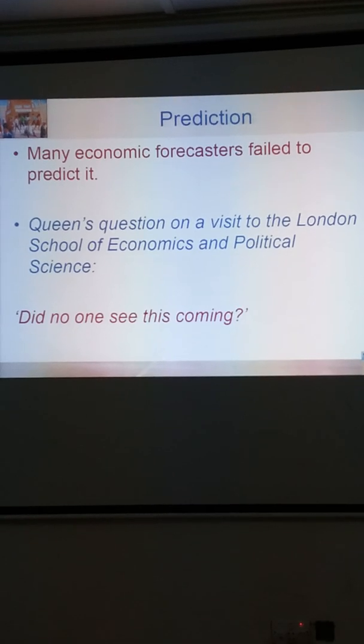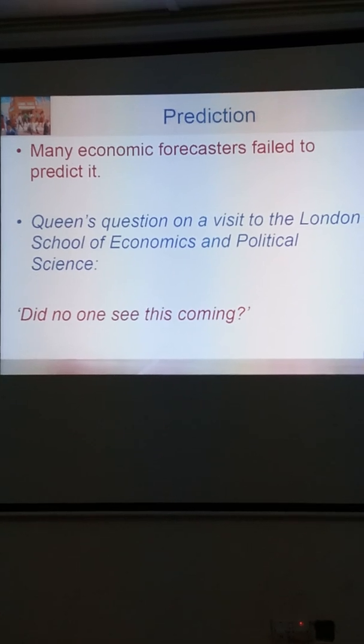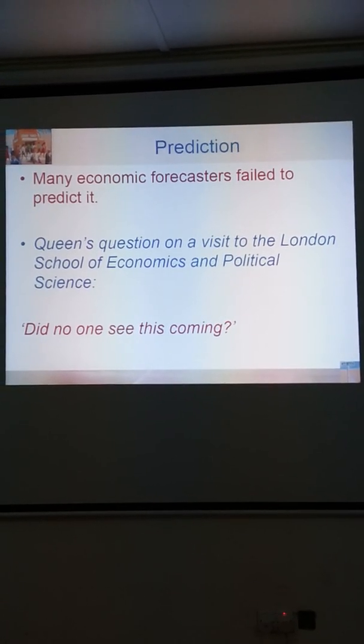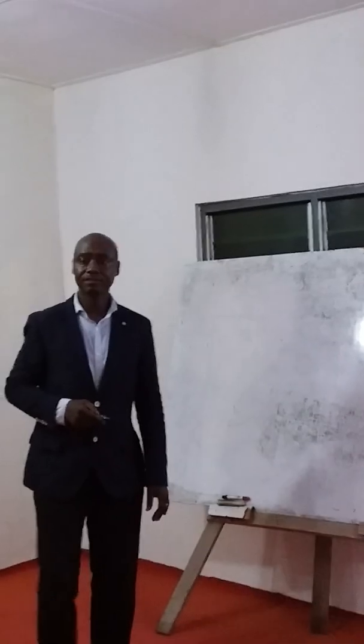Now, to sum all this up, let's use the words of Her Majesty the Queen when she visited the London School of Economics and Political Science. She asked, did no one see this coming? Many economists and economic forecasters could not predict the crisis. There was a change in belief from relying on automatic stabilizers to the need to use fiscal stimulus packages to mitigate the effects of the crisis.